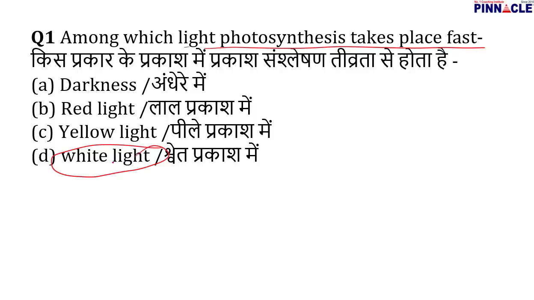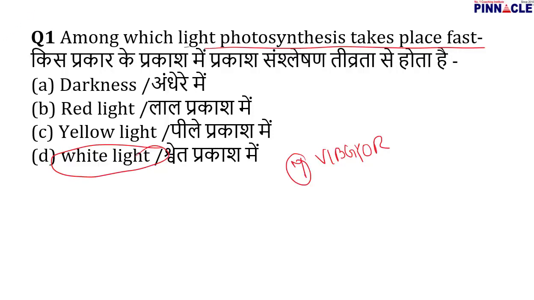In the presence of white light, photosynthesis occurs at the fastest rate, and this is because white light consists of 7 colors, that is Vibgyor. Because of the presence of these 7 colors in white light, photosynthesis takes place very fast. Moving to question number 2.